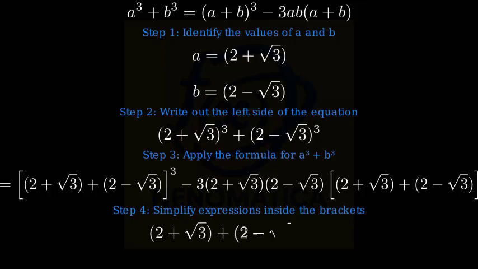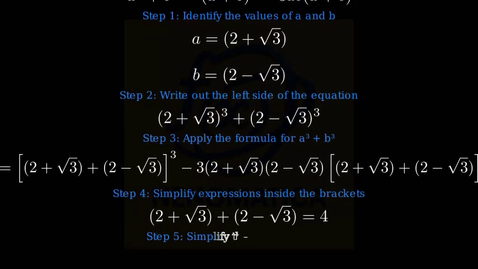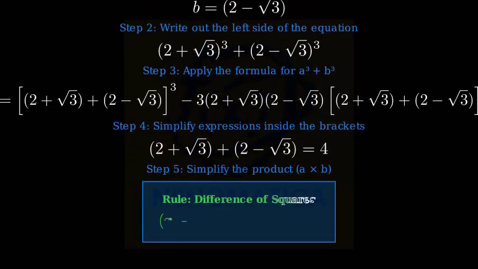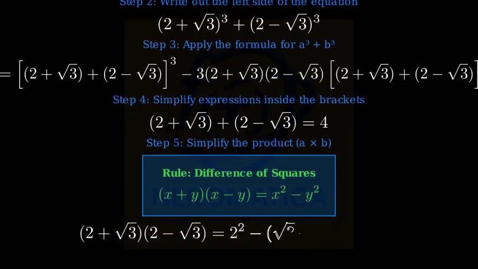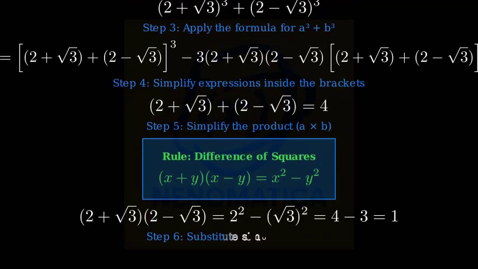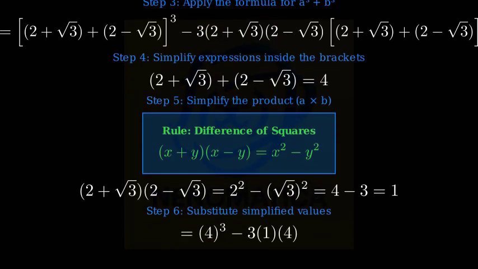The sum of 2 plus square root of 3 and 2 minus square root of 3 equals 4. This is because the square root of 3 terms cancel out. Next, we need to simplify the product of a and b. The product of 2 plus square root of 3 and 2 minus square root of 3 equals 4 minus 3, which is 1. This is because we're multiplying two binomials that are the difference of squares. Now, let's substitute these simplified values back into our expression. Our expression becomes 4 cubed minus 3 times 1 times 4.